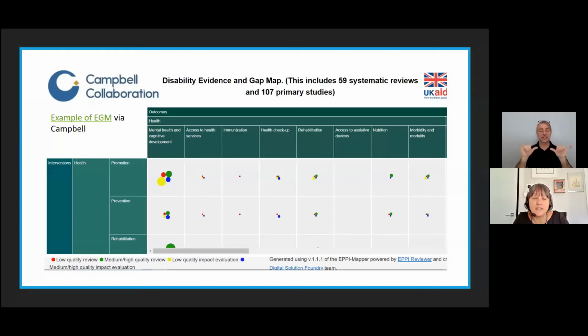The yellow and blue bubbles indicate numbers of impact evaluations conducted on health promotion and focused on mental health and cognitive development. The red and green bubbles are looking at reviews. The size of the bubble indicates the size of the evidence base, and the colors indicate the quality of those particular reviews or evaluations. So this is another area related to systematic review, and you can see other examples on the Campbell website. The link to this particular evidence gap map is given in the upper corner. Okay, but back to our matter at hand, systematic reviews.